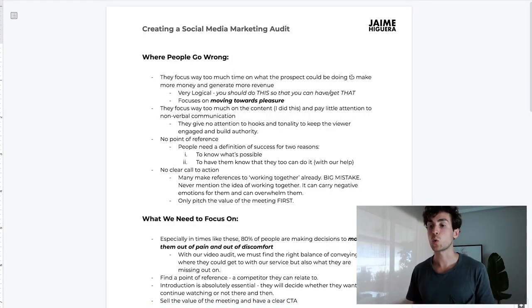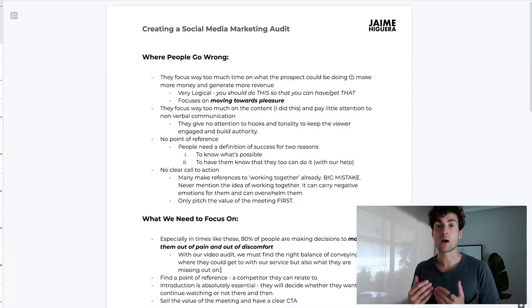And the final thing is there's no clear call to action. So a lot of people make reference to working together already, which is a big mistake. And that is kind of their call to action, right? They already make a reference to working together and you haven't even seen whether this person would be a good fit. You haven't even diagnosed their problem, right? And so what that's signaling to the client is that you are not in abundance. You want that business very bad, right? So it's a big mistake.